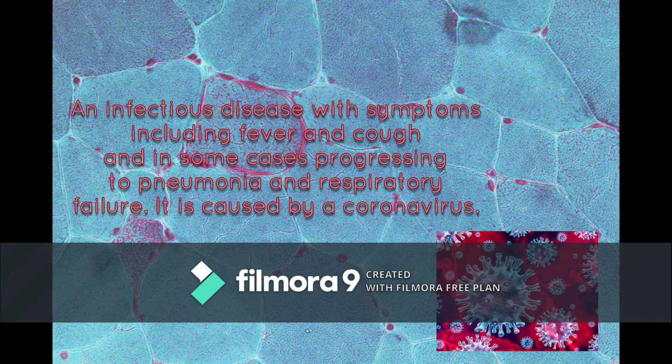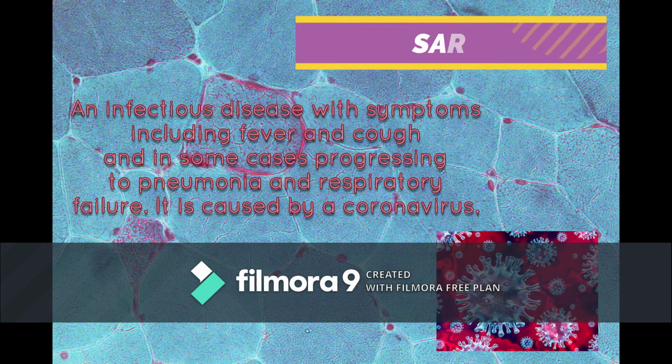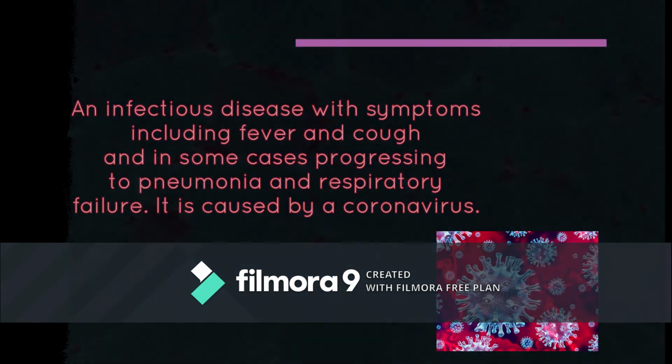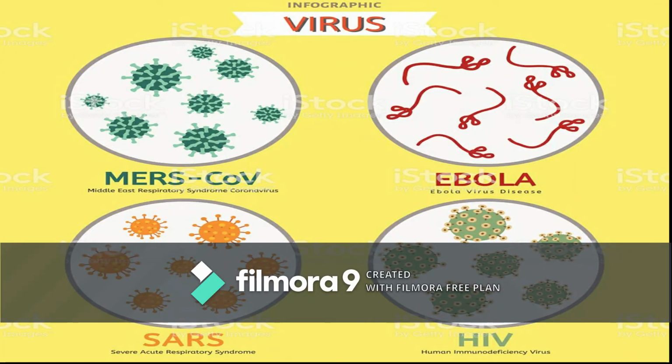Moving on to SARS, which is an infectious disease with symptoms including fever and cough, and in some cases progressing to pneumonia and respiratory failure. It is caused by a coronavirus. This picture clearly shows how MERS and SARS look like in real life. However, it's also showing Ebola and HIV, which we don't need to care about for now, but you can have a look at SARS and MERS and how they look.